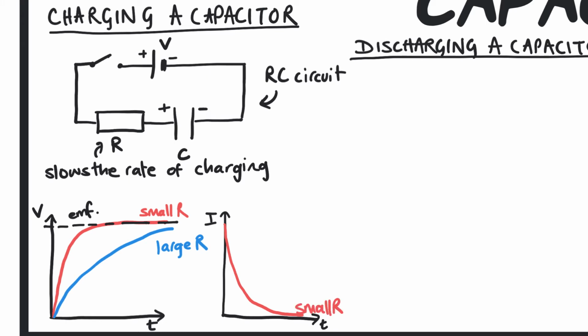If we have a large resistor in place, then that's just going to again take a little bit more time for it to charge, but the rate at which it slows down will also decrease. So it's going to look something more like that. Okay, so next we'll have a look at discharging the capacitor.